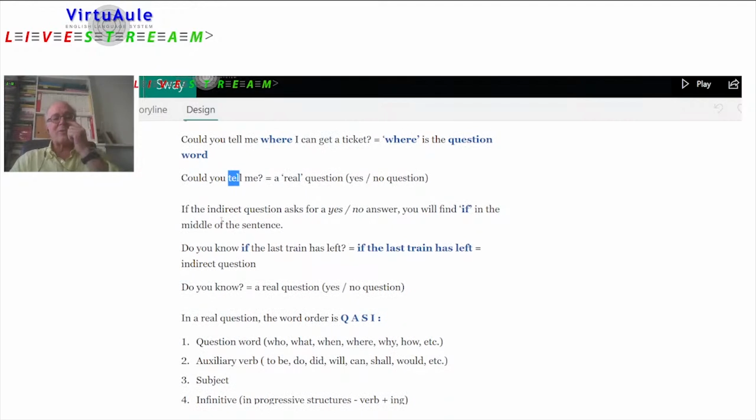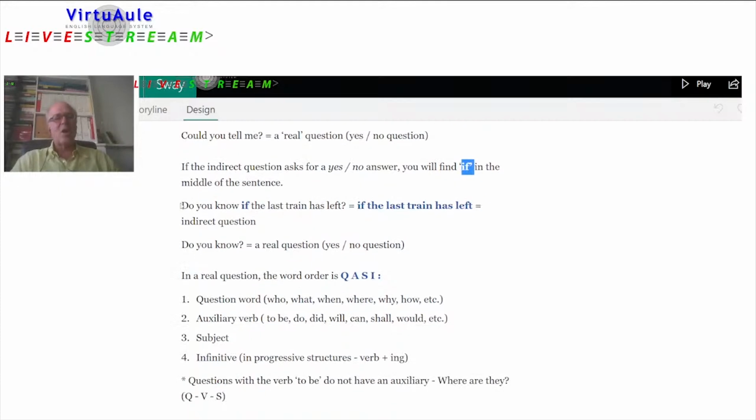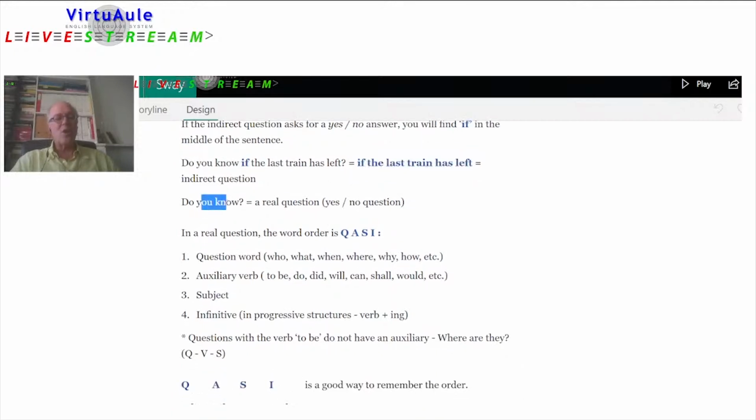If the indirect question asks for a yes-no answer, you will find if in the middle of the sentence. Do you know if the last train has left? If the last train has left is the indirect question, because the indirect question responds to the question, has the last train left? Yes, it has. No, it hasn't. So it's a yes-no question. Do you know is the real question, and do you know is also a yes-no question.